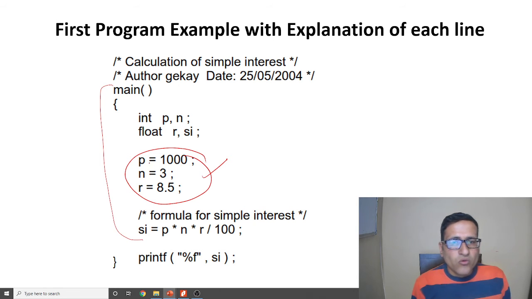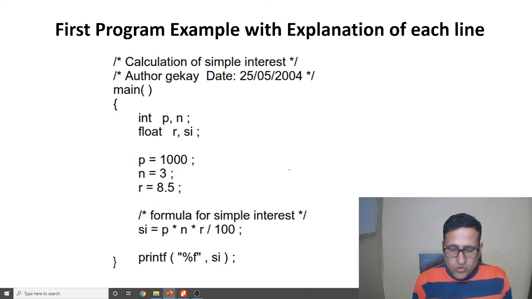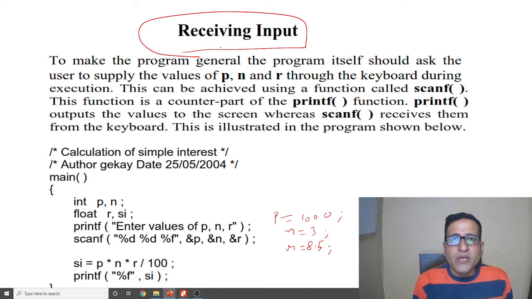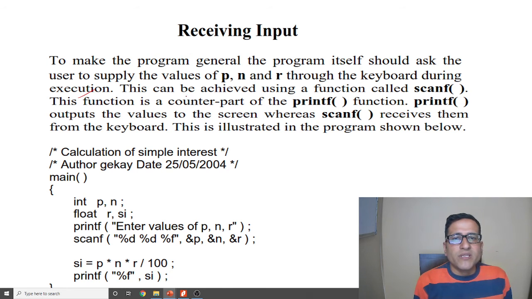But if you want to use different values at different times and to make this program a generalized program, you have to give the input through the keyboard. So this can be done by receiving inputs. To make the program general, the program itself should ask the user to supply the values of P, N and R through the keyboard during execution. This can be achieved using the function called scanf.